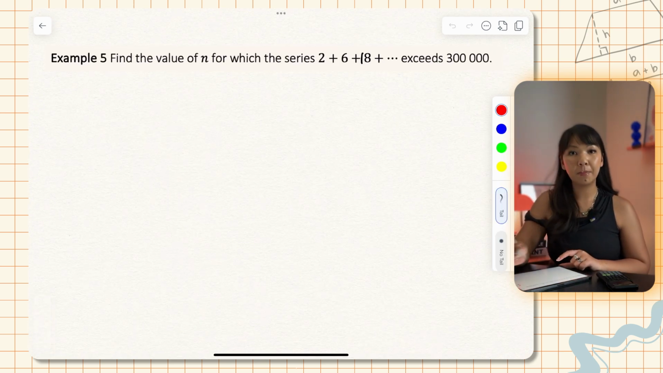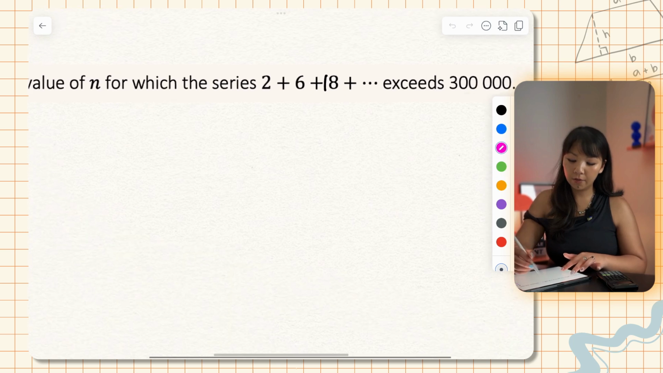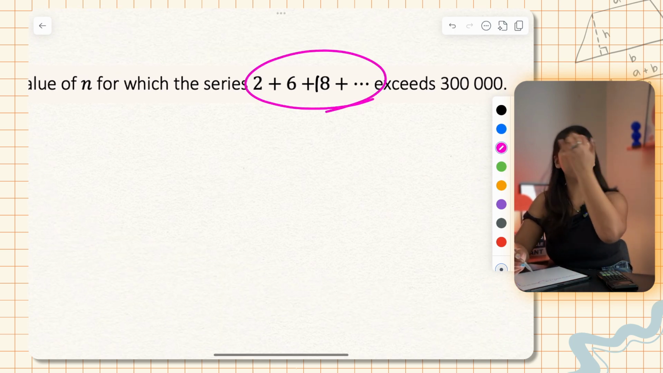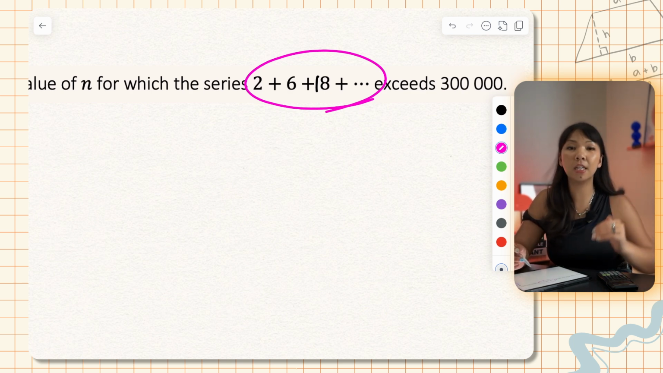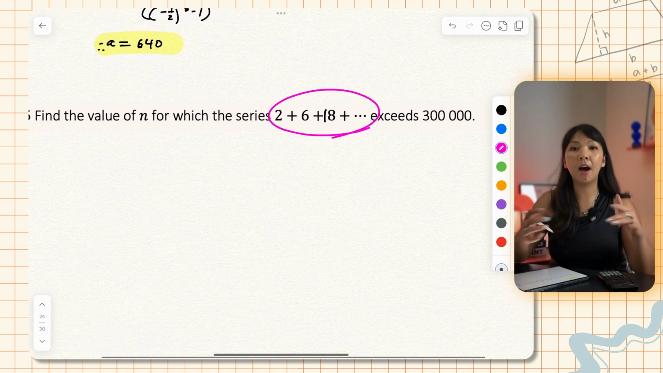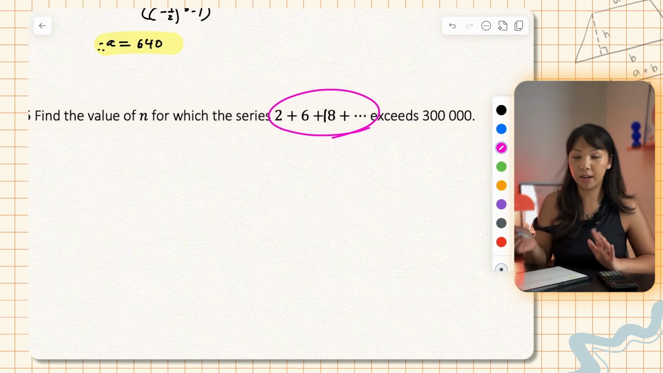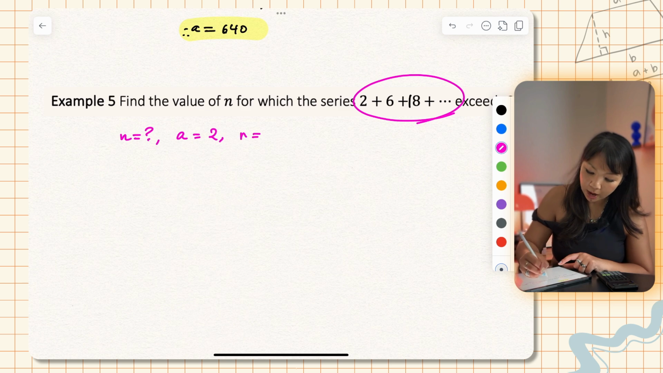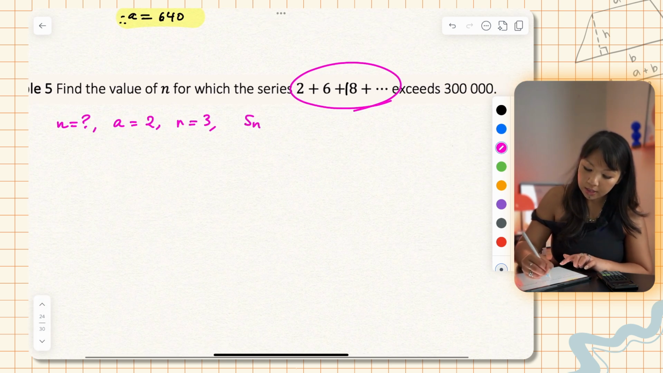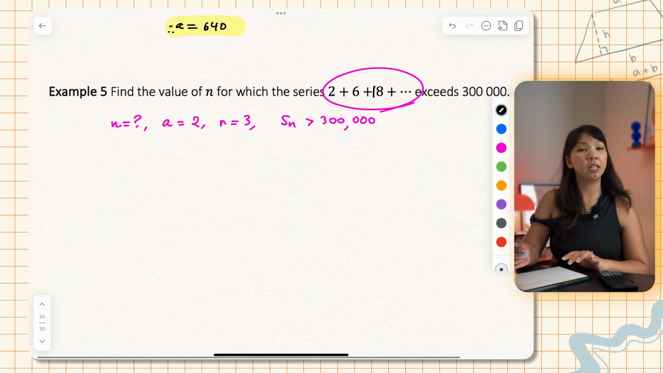Okay, so example 5, find the value of N for which the series 2 plus 6 plus 18 exceeds 300,000. Now, we're looking for what term number is the sum of all these values going to first exceed 300,000. So it may be after the 10th term, when you add up the first 10 terms, it exceeds 300,000. So that means N is equal to 10. So let's write down what we want. So we want the N when A is equal to 2, our ratio is 3, and we want the sum to exceed 300,000.